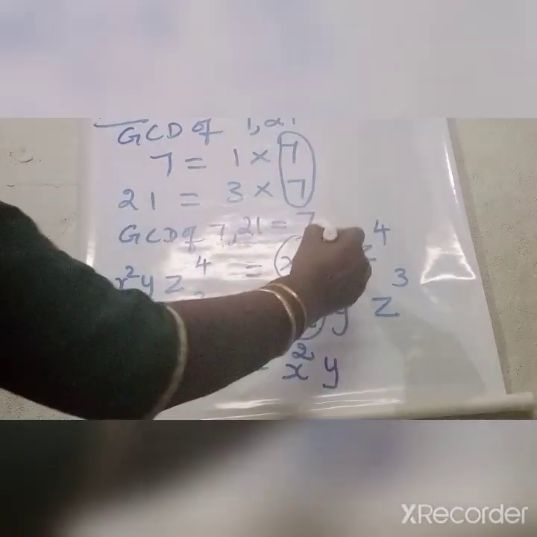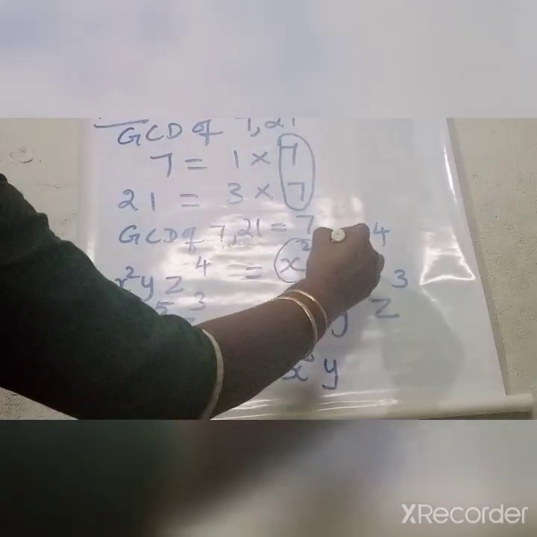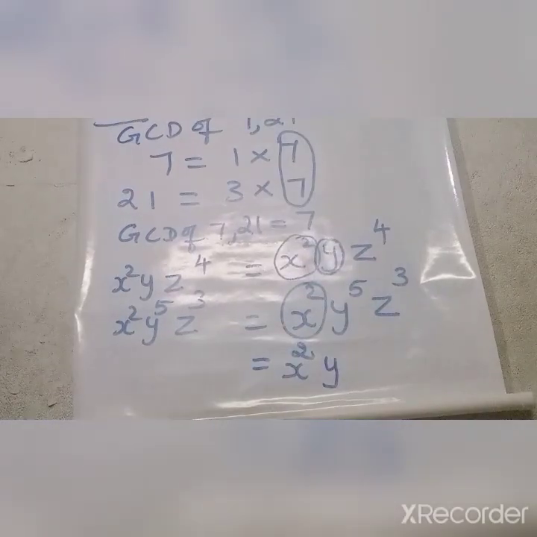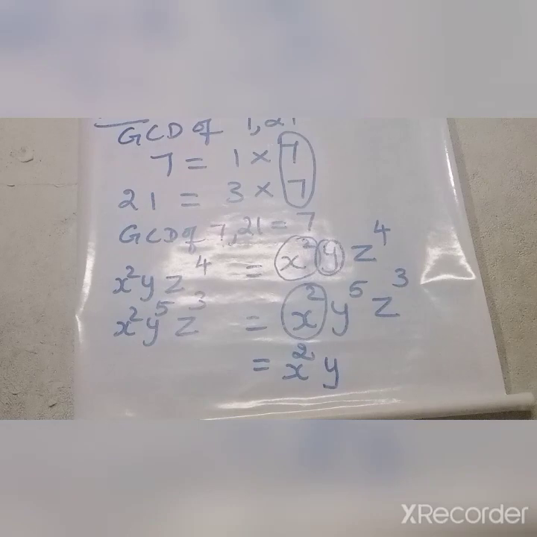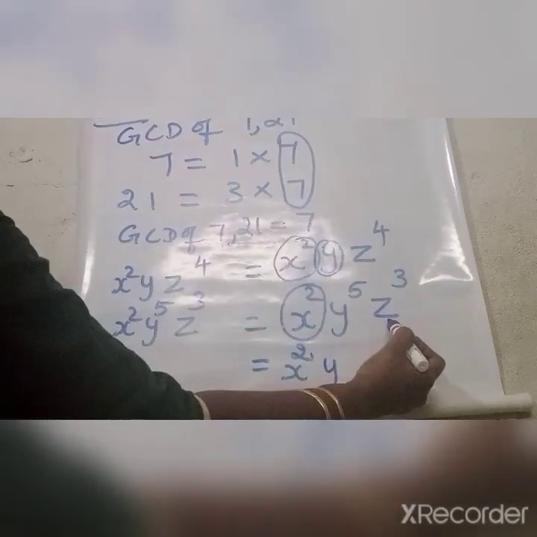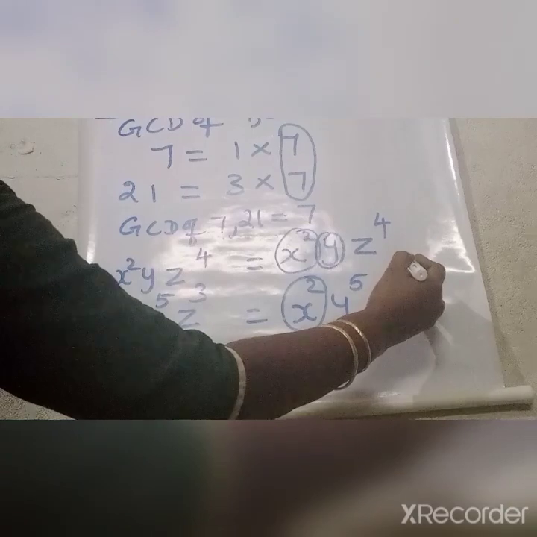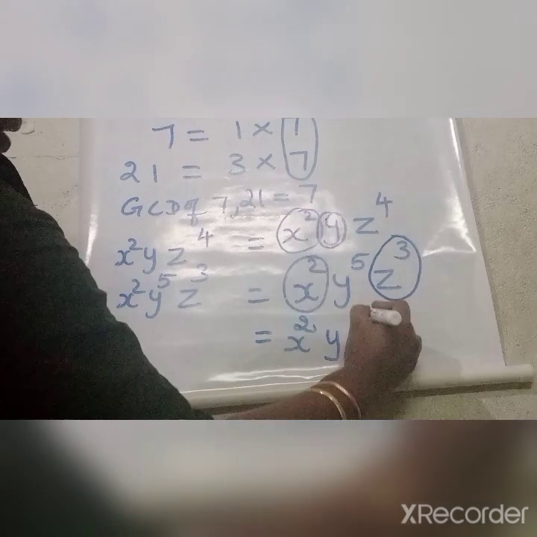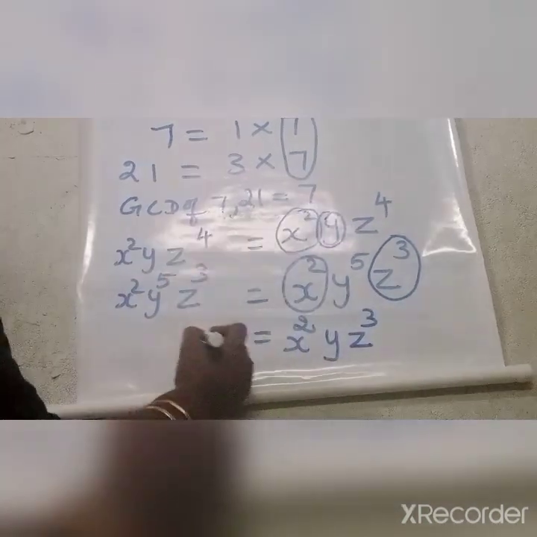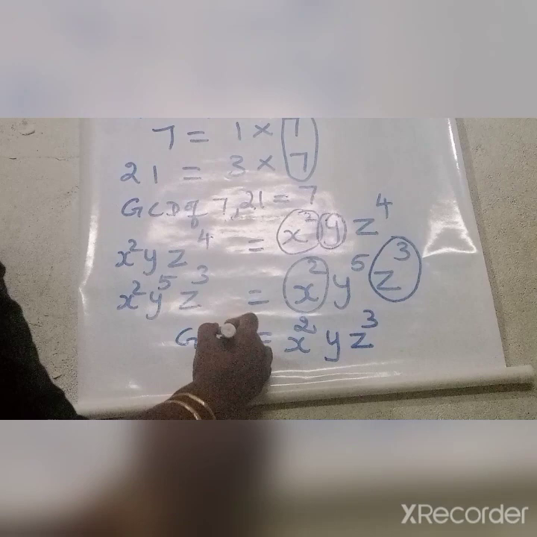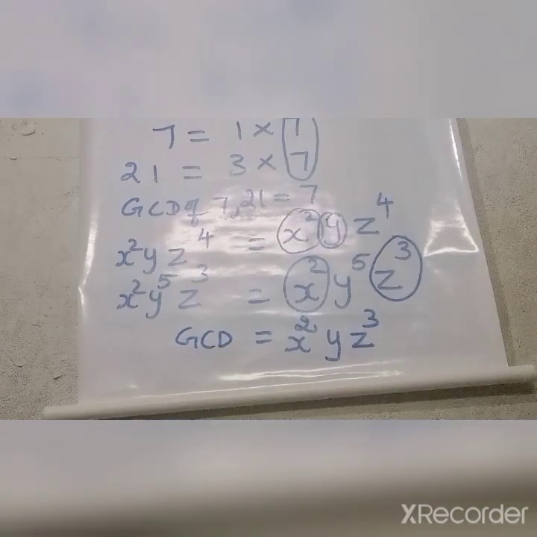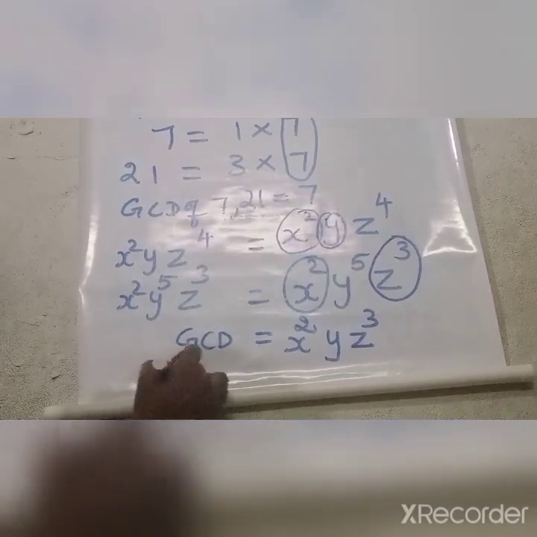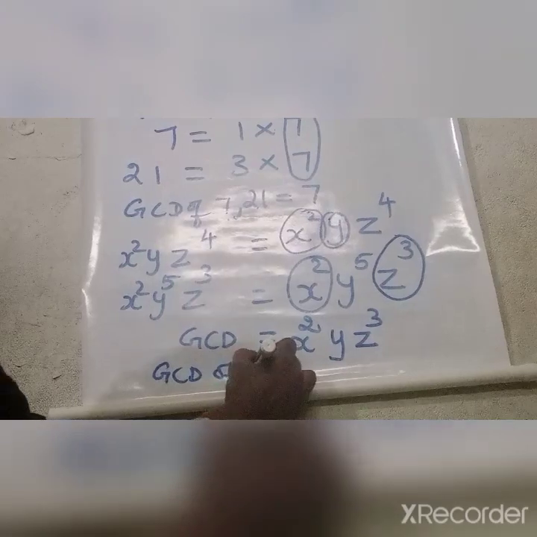Next, z is there. So y we have to select. Y is the GCD for y and y power 5. Next, z power 4 and z cube is there. Among both, which is the least power term? Z cube is the least power term. So that we have to select. Okay, z cube. Now the GCD of these two expressions is x square y z cube. Now we have to write the answer. So GCD of the given expression.